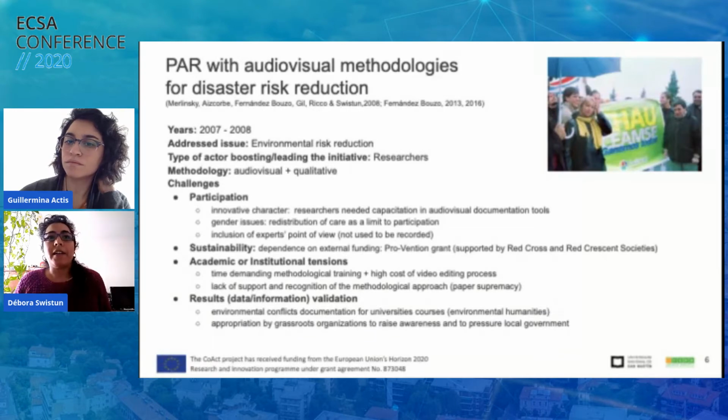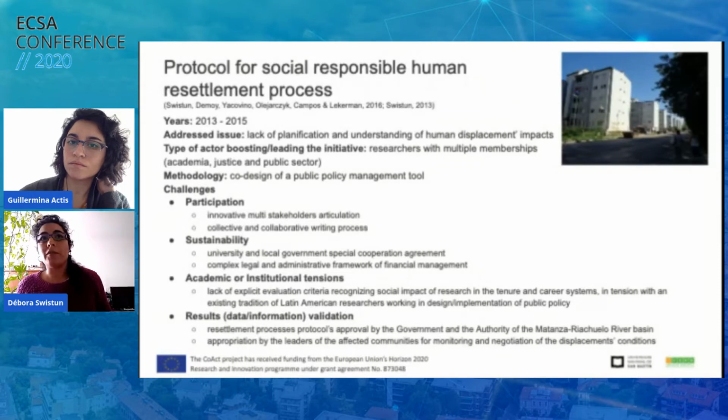The last project we analyzed is the Protocol for Socially Responsible Human Resettlement Process. The idea of this initiative was to address the lack of public planning and understanding of the impacts of human displacement. The actors leading the initiative were researchers with multiple memberships, working in academia, the justice system, and/or the public sector. And the methodology we use is the co-design of a public policy management tool.